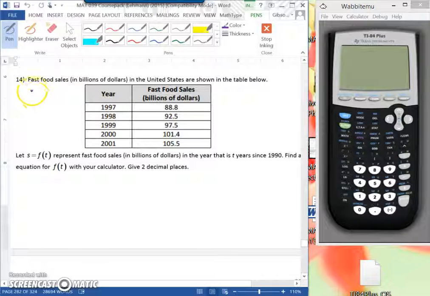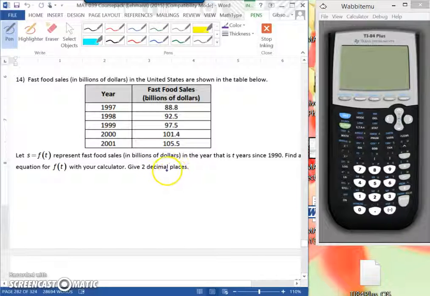Okay, class, picking up where we left off. We have fast food sales in billions of dollars in the United States shown in the table below. We have this table for the years and the fast food sales. It says let S equals F of T represent fast food sales in billions of dollars in the year that is T years since 1990. Find an equation for F of T with your calculator.